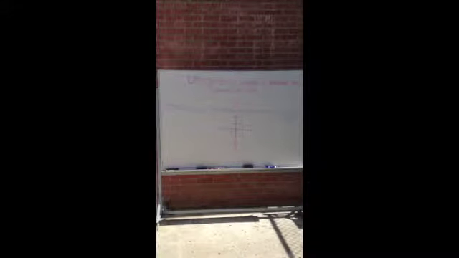Parallel lines are two coplanar lines that do not intersect at any point. Perpendicular lines are two coplanar lines that intersect, forming four right angles. In this lesson, we will teach you how to determine the slope of parallel and perpendicular lines.